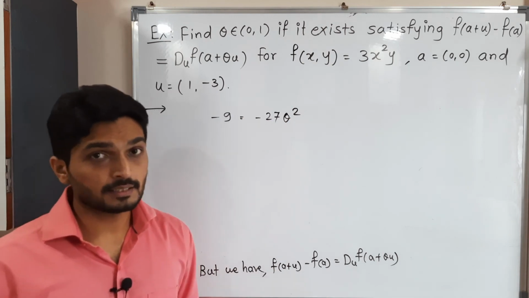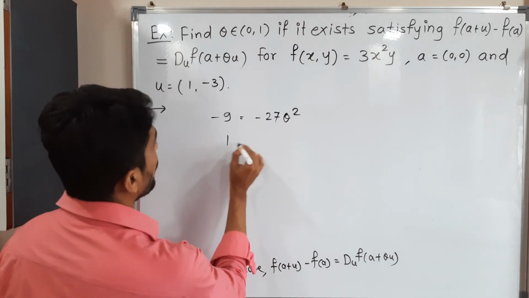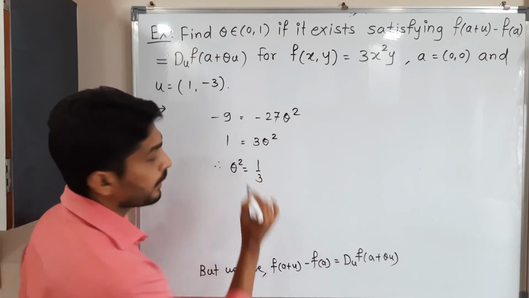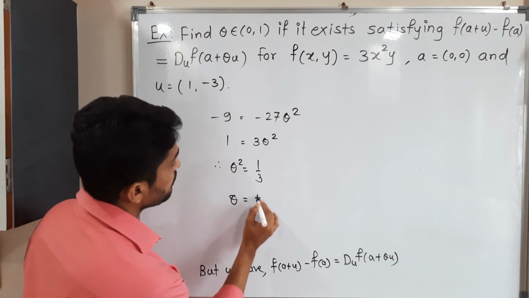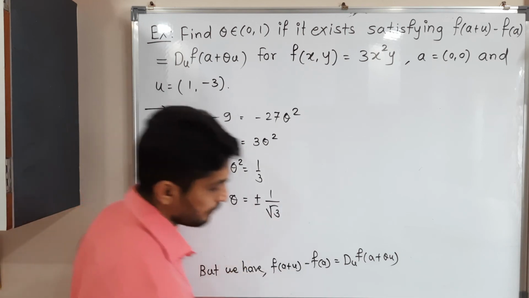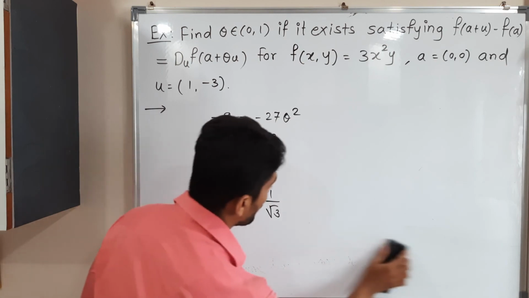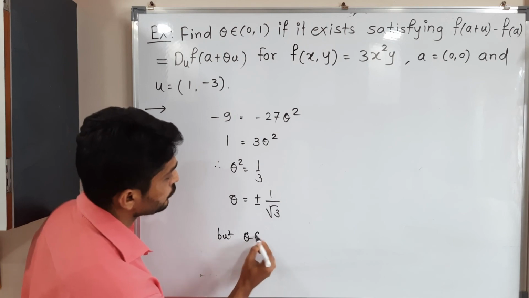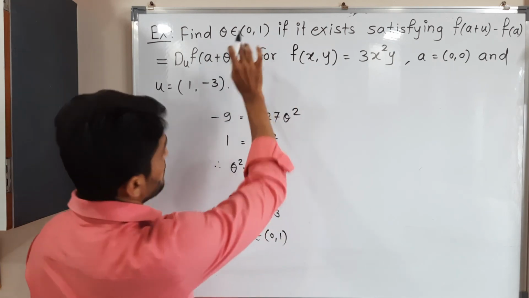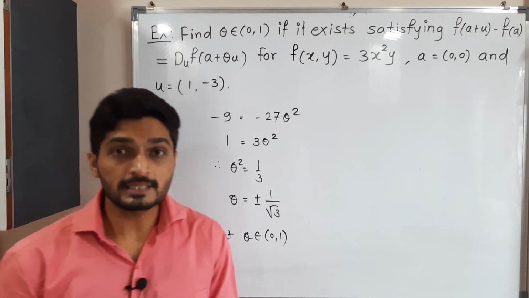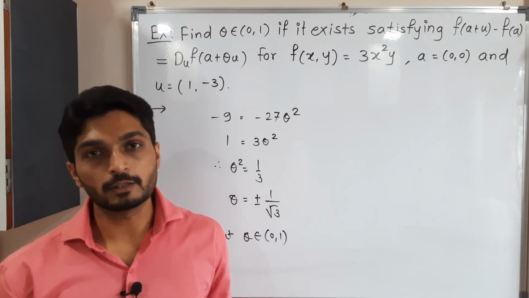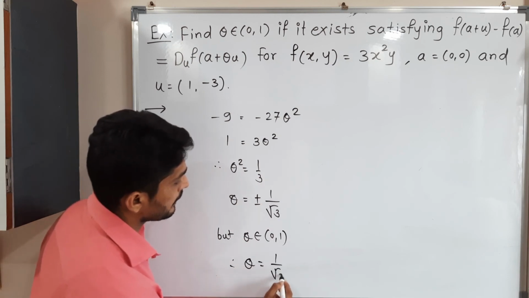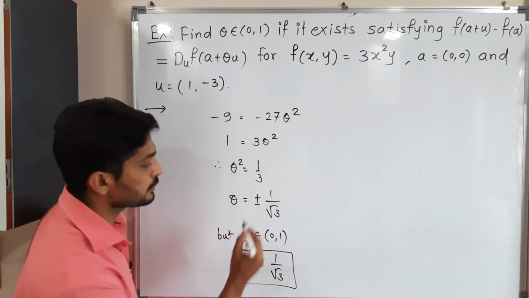Minus minus will get cancelled, 9 will get cancelled, and we will have 1 equal to 3 theta square. So therefore theta square is equal to 1 by 3. So theta is equal to plus minus 1 by root 3. Let me remove this part, it is not required. But see, our theta should be in this interval, the open interval 0 1. So theta cannot be negative. So there is only one possibility, that theta should be plus 1 by root 3, since negative is not possible here.